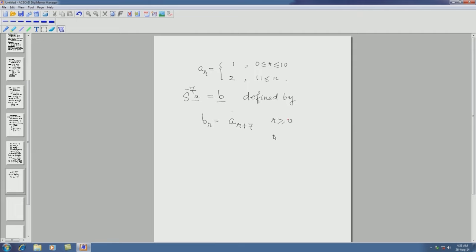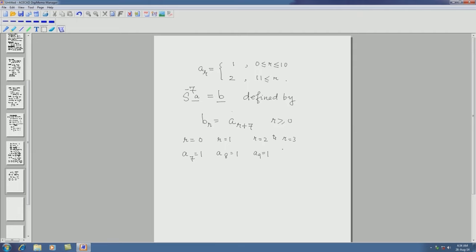So, what happens in this case? Suppose r equal to 0, then we get a 7. Now, what is a 7? a 7 is 1. r equal to 1, we get a 8. a 8 is 1. r equal to 2, we get a 9. a 9 equal to 1.